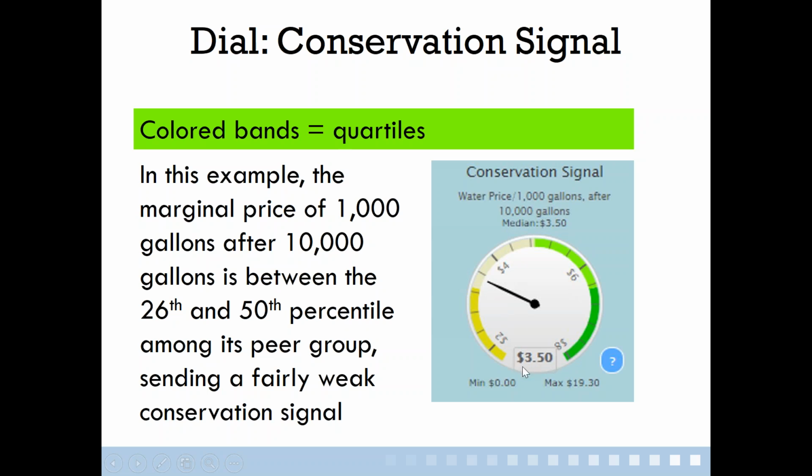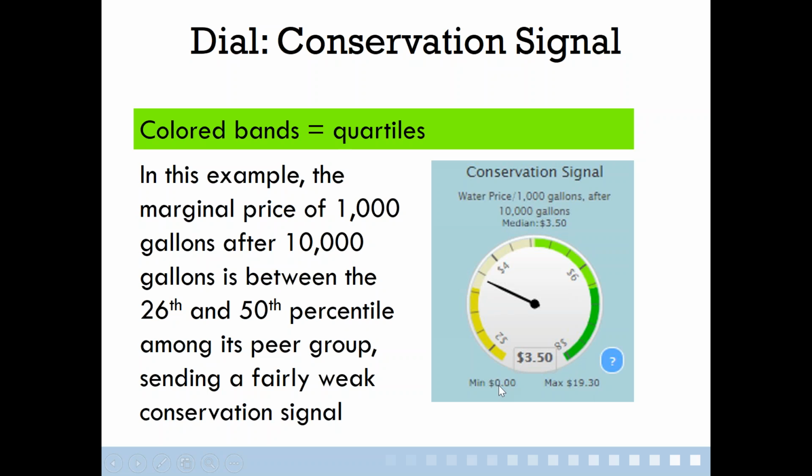And so in this example here, we have 350. This means that after 10,000 gallons, the price of 1,000 gallons, so from 10,001 to 11,000 gallons basically, is $3.50. And we would say that's a fairly weak conservation signal. It's not in the lowest 25%, but it's not something that a customer would necessarily say, ouch, I don't want to use extra water because it's going to cost too much. It'll hurt my wallet. And again, we have the min and the max over here.